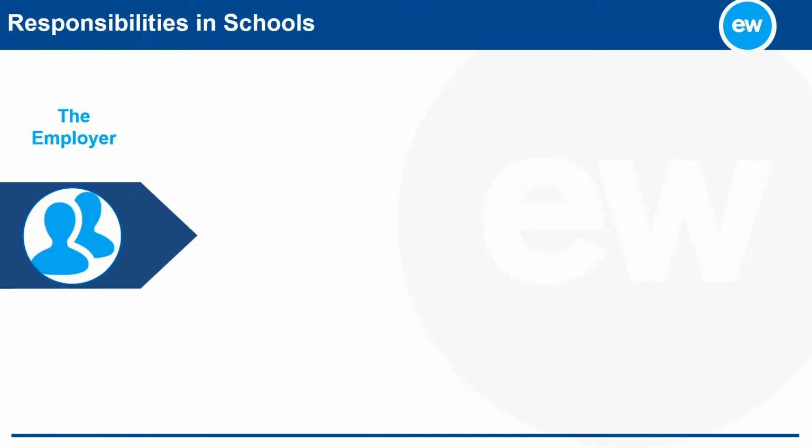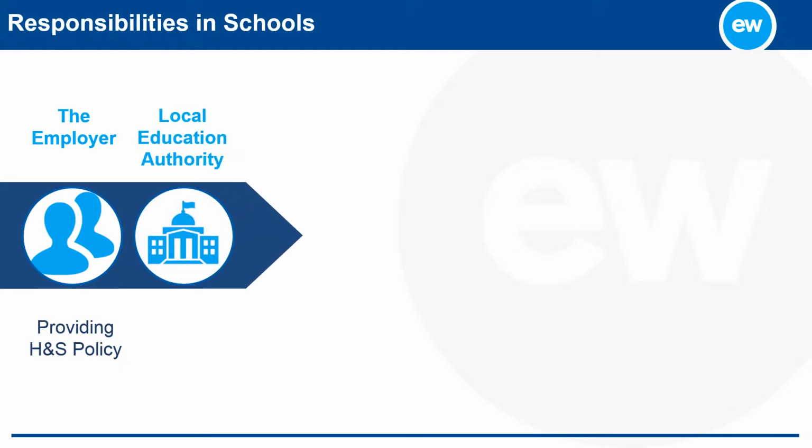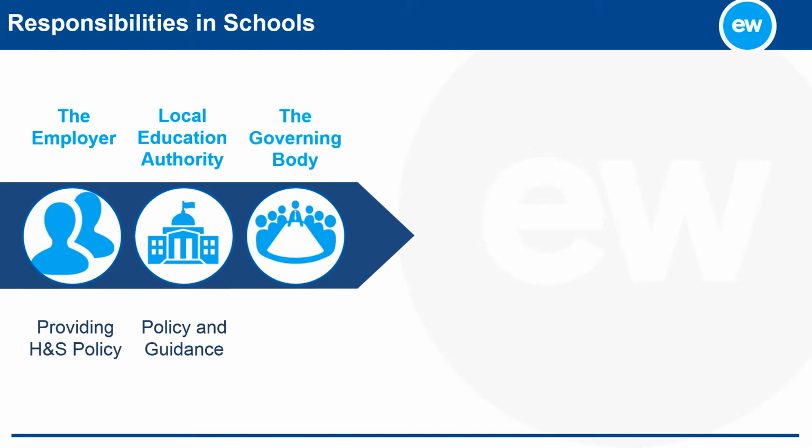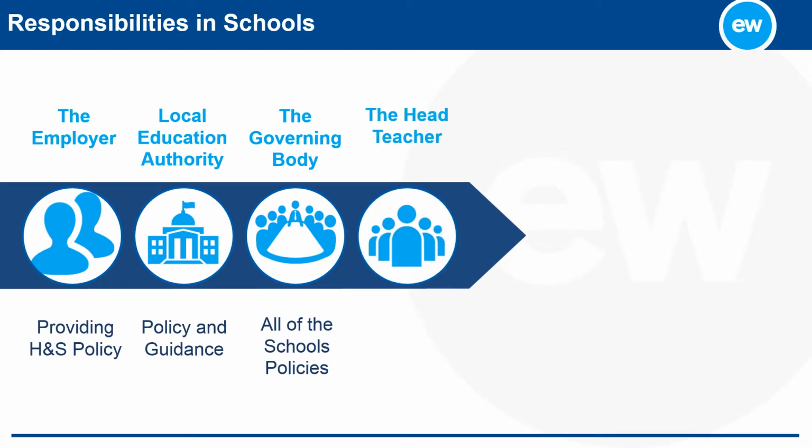When considering the specific responsibilities that school leaders need to consider, they first of all need to be aware that the school is an employer, and these responsibilities are set out within the health and safety policy. The school also has a responsibility towards the local education authority, with these responsibilities set out within policies and guidance. There are also responsibilities for the governing body, and these are set out within the school's policies. It is the responsibility of the head teacher to ensure that all these policies are implemented.